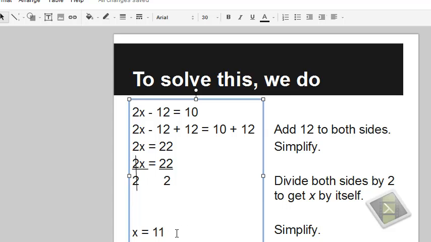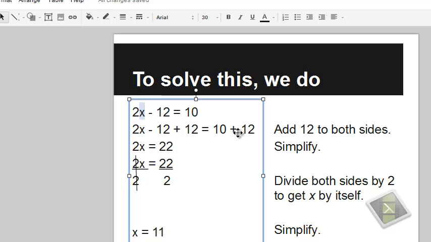Another way you can always go back and check, make sure you've done things right: plug 11 back in place of x, make sure it makes sense. 2 times 11, 22 minus 12, make sure it gives you 10. If you've done that, and it all works, 99.9% chance you're right, unless you just have bad luck. So that's what we do.